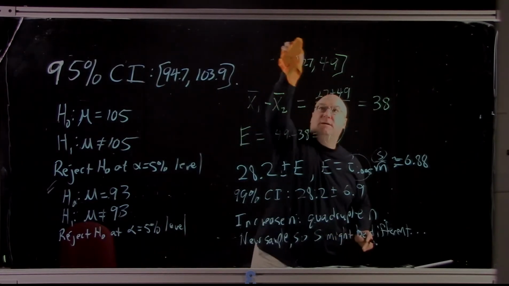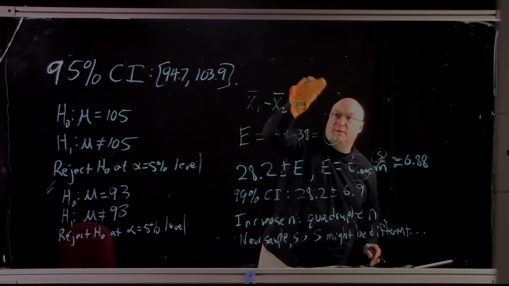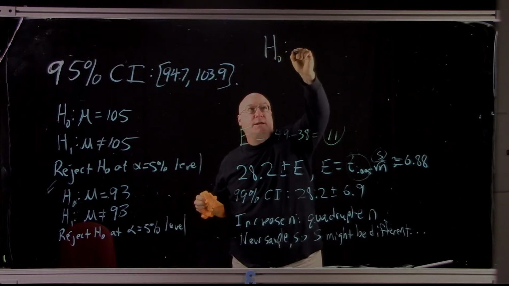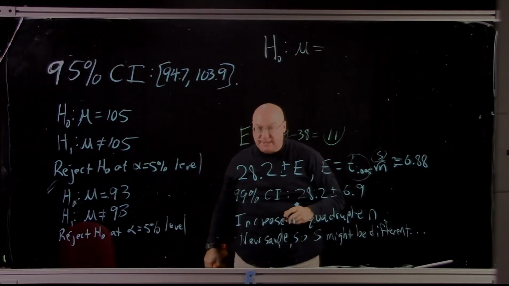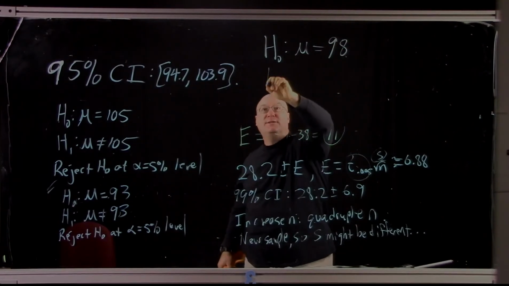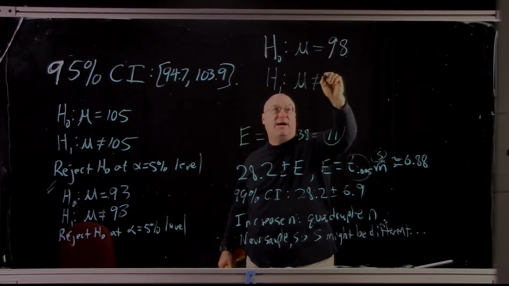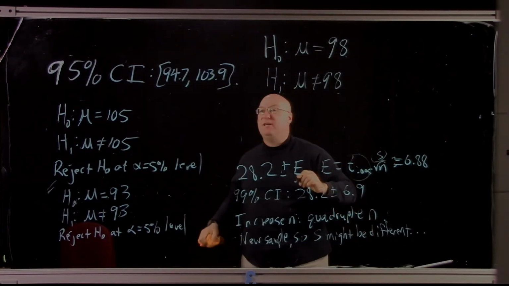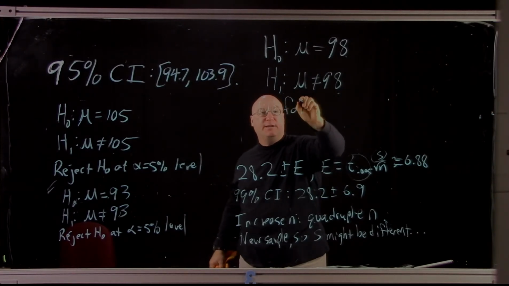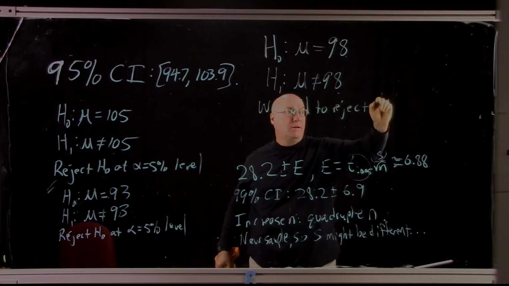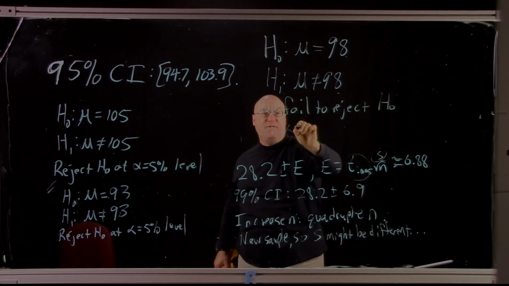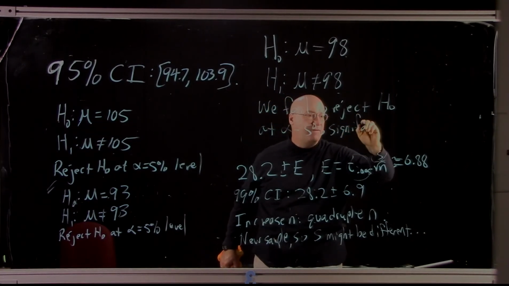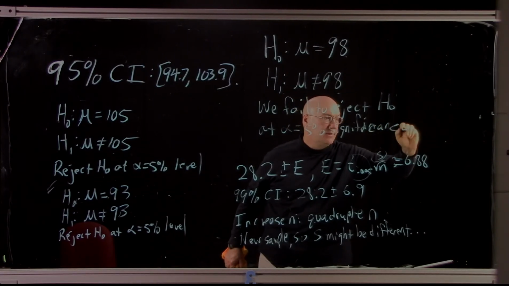Lastly, one more. H naught is that mu is equal to 98, and so the alternative hypothesis is that it's not 98. This time, since 98 lies inside the 95% confidence interval, we fail to reject H naught at alpha equal 5% significance level.